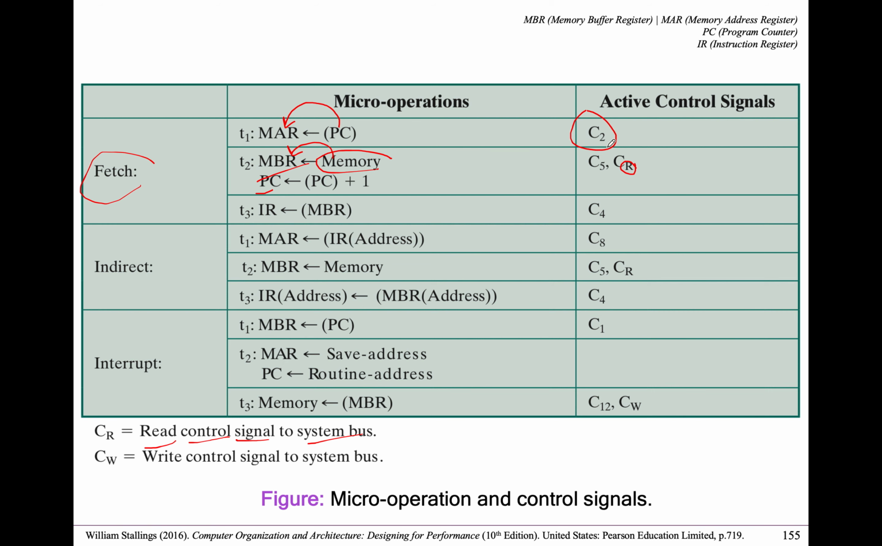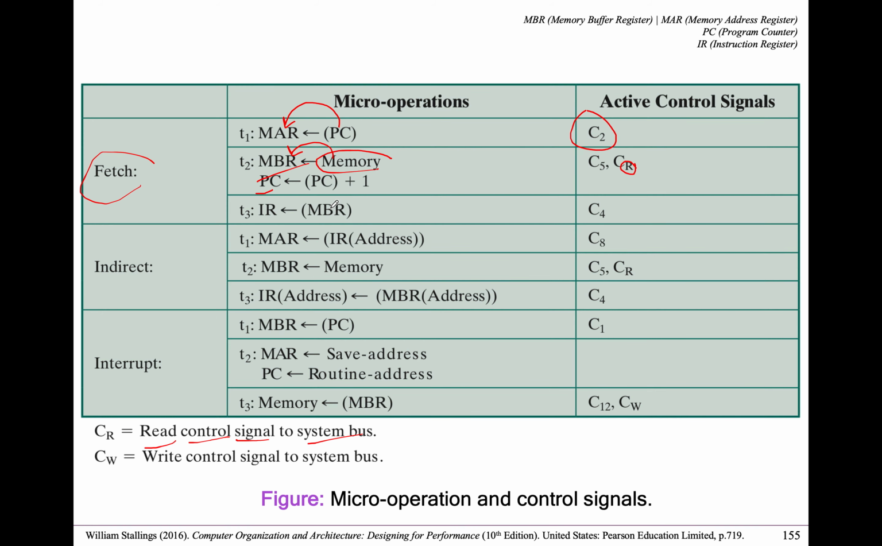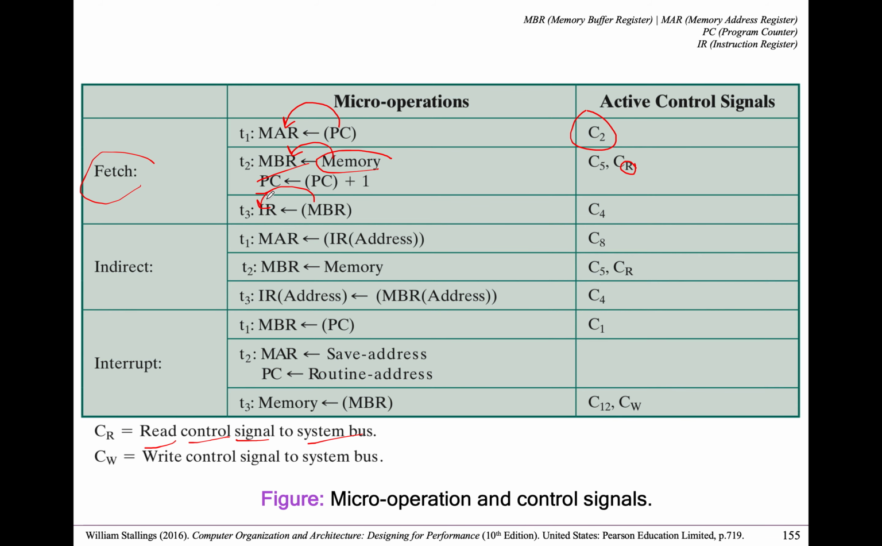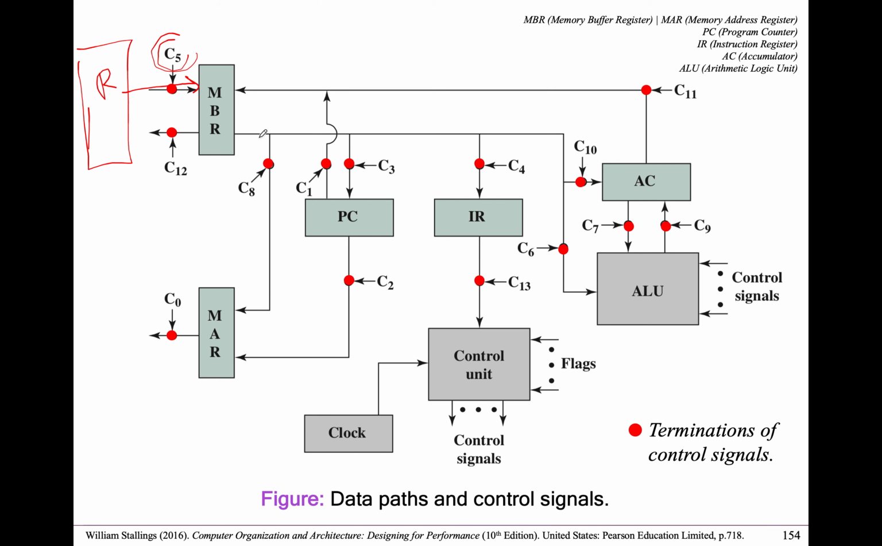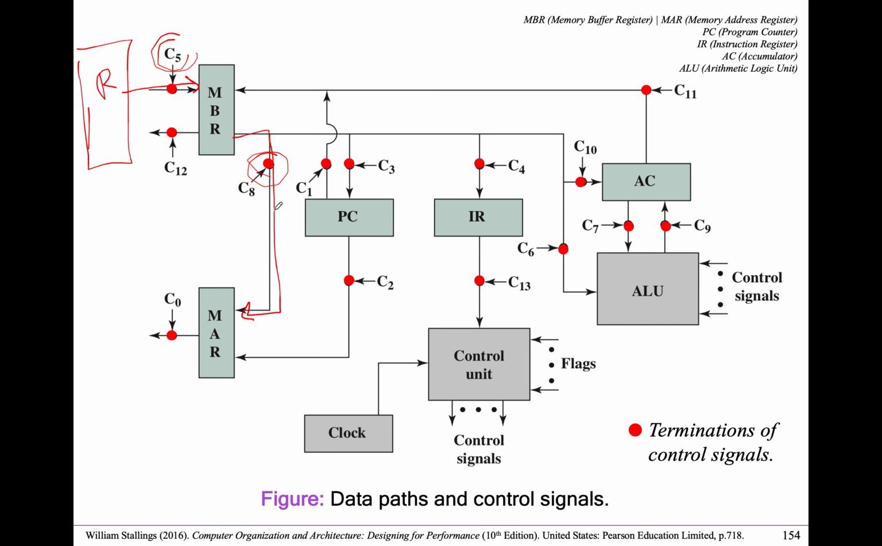And this one you also use C5 and CR. So what happens is from memory to your MBR, using C5. And next is from MBR to IR. Let's take a look. MBR to IR, using C8.